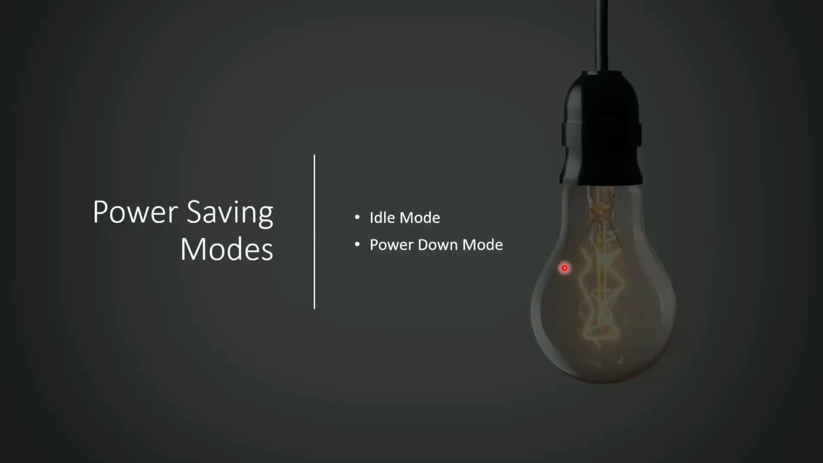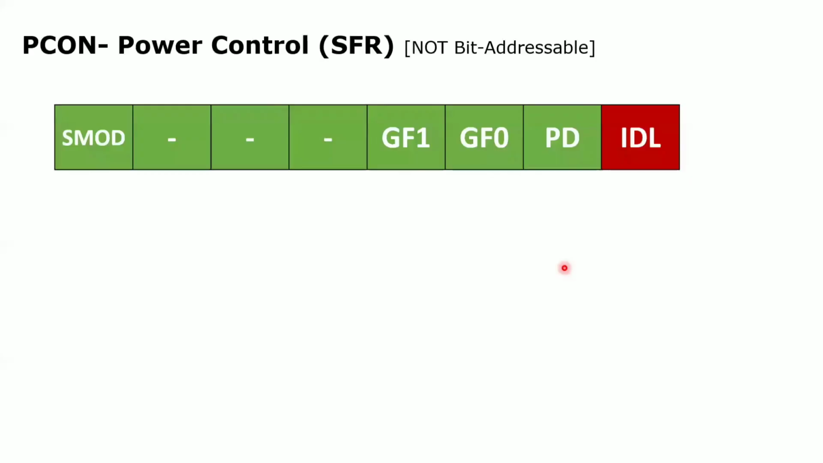Now coming to the 8051 microcontroller. The 8051 microcontroller has 2 power saving modes: one is idle mode, another one is power down mode. In order to control the power saving features, we have one register called the PCON register, the power control register. It is an SFR, a special function register, and it is not bit addressable, which means we cannot access these register bits individually.